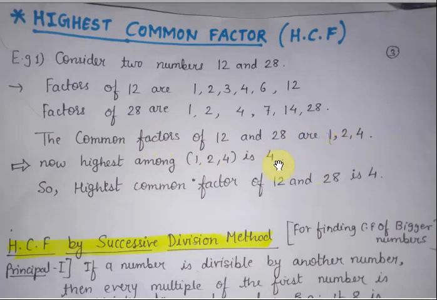Now students, we have to find the highest factor among these three common factors. The highest among 1, 2 and 4 is 4. So the highest common factor of 12 and 28 is 4. We just have to check the highest among all the common factors and write it as the HCF of the two given numbers. This is the method where we find HCF by using the common factor method.